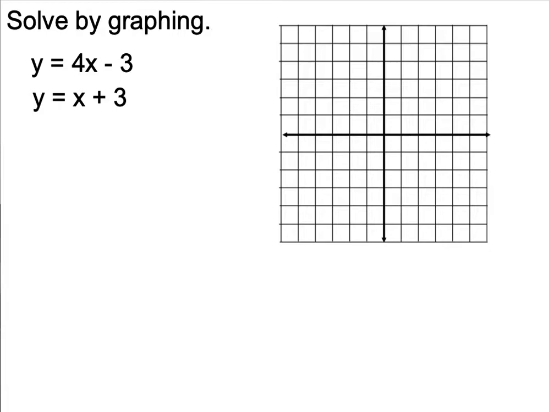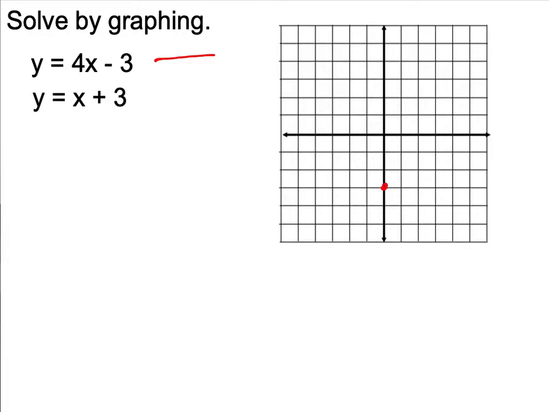Alright, first, review of how we learned how to solve systems last time. We would solve by graphing. We'll solve this one using graphing, and then we'll show how you would use the transitive property to solve the same equation, the same system.